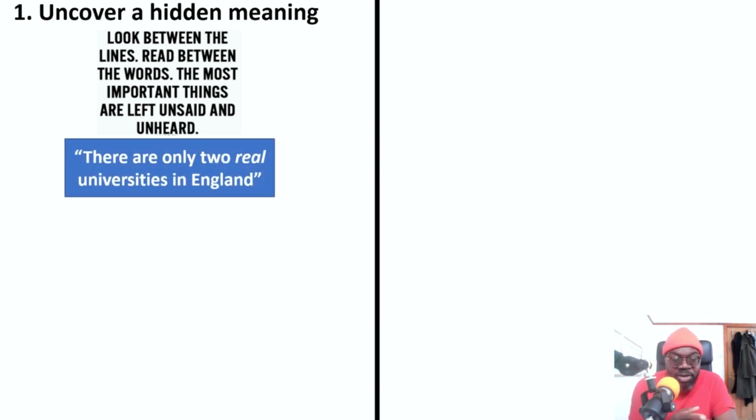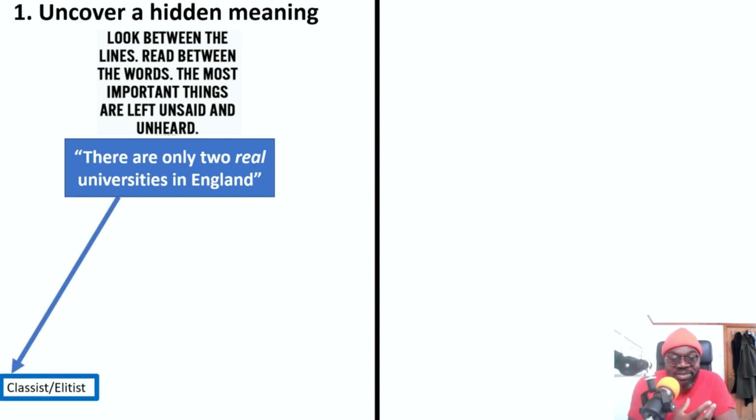For example, let us uncover the hidden meaning of this statement. There are only 2 real universities in England. What is behind this sentence? Let's release the meaning of this sentence. What is the meaning behind this?